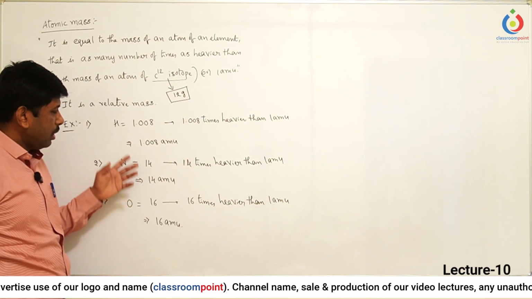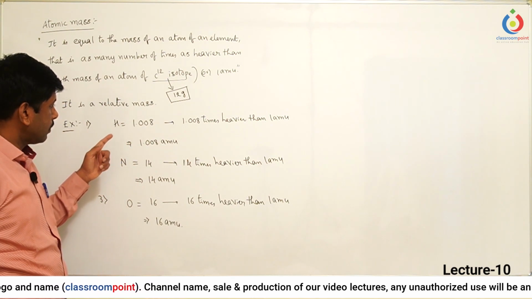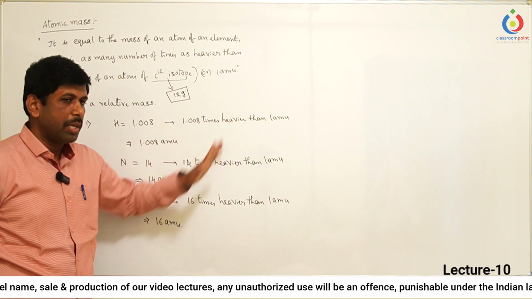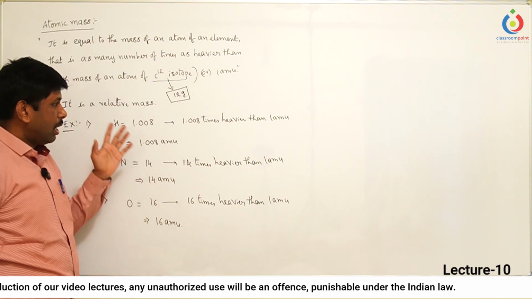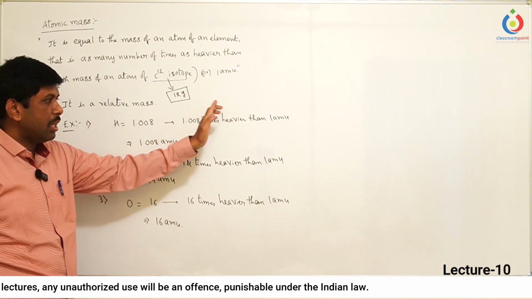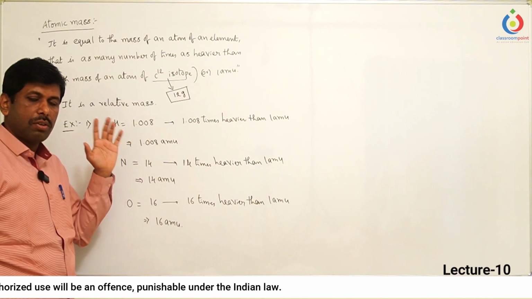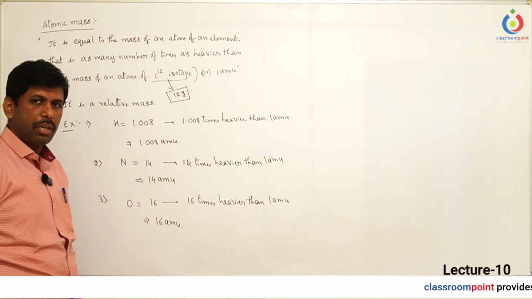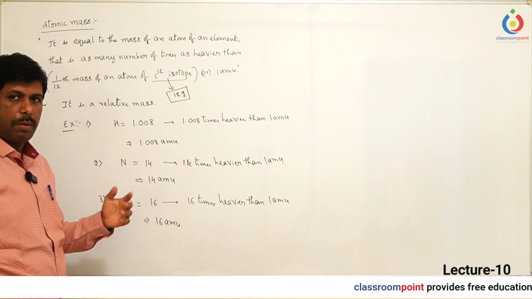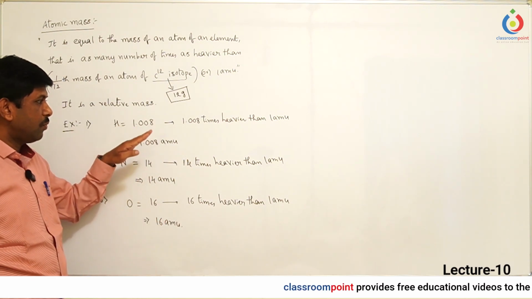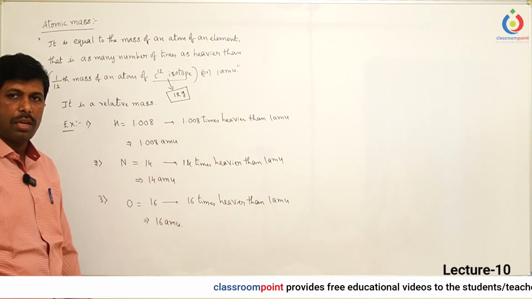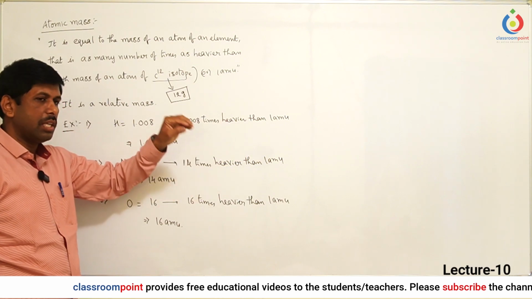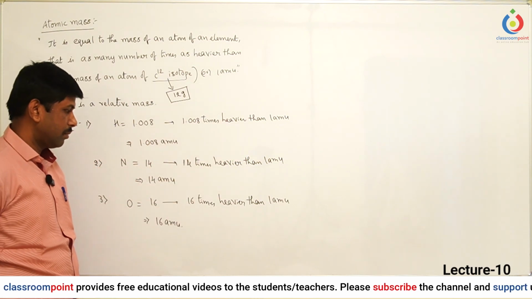So not only this one, all the remaining masses of atoms, all the values are always compared with the 1 atomic mass unit. Whatever the number of times they are heavier than the 1 atomic mass unit, that is called their atomic mass. If you take helium, the helium atomic mass is 4. That means helium is 4 times heavier than the 1 atomic mass unit. So how many times an atom is heavier than the 1 atomic mass unit is called the mass of that particular atom.